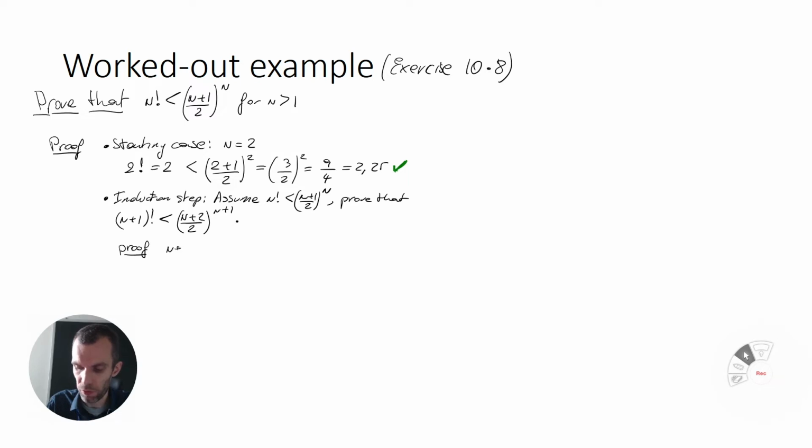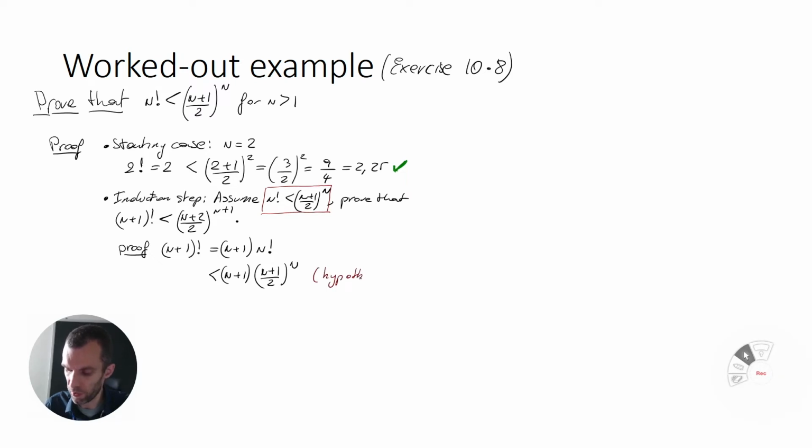And we start from the left-hand side. So (n plus 1) factorial. That's n plus 1 times n factorial. And now I can say that that's smaller than n plus 1 times (n plus 1) over 2 to the power n. And why is that true? Well, that is precisely what I assume in my induction step. This is my hypothesis.